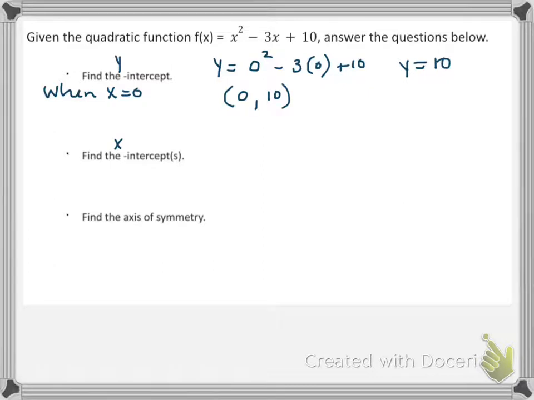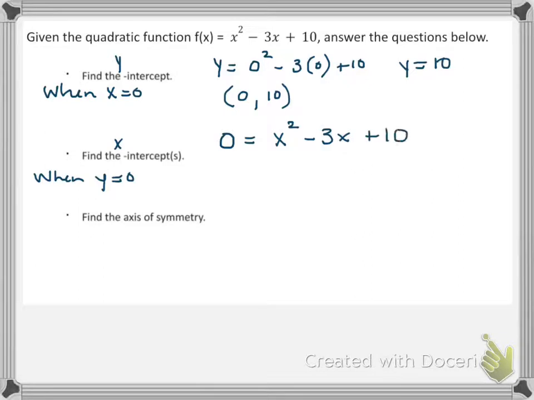The x-intercepts happen when y equals 0. So when y equals 0, we get our x-intercepts. Well, I'm going to take the equation and change my y, or f of x, into a 0, and then solve for x.